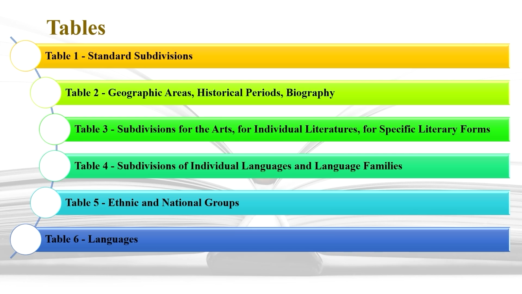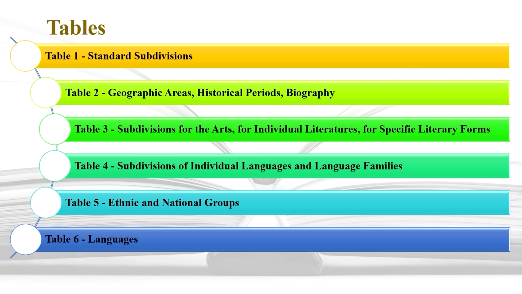Here you have to remember that only table 1 can be used without any instruction in the schedule. Otherwise, all other tables require a specific instruction either in the schedule or in the manual. Table 3 is particularly devoted to class 800, that is literature, whereas table 4 is dedicated to the language class, that is 400.